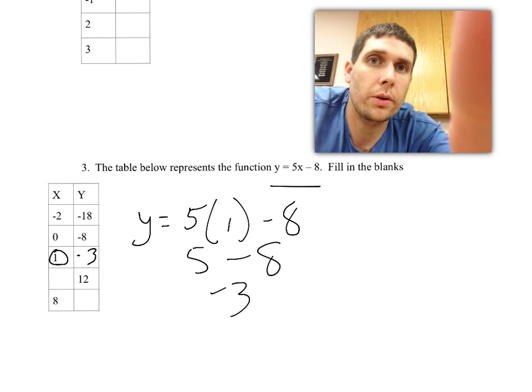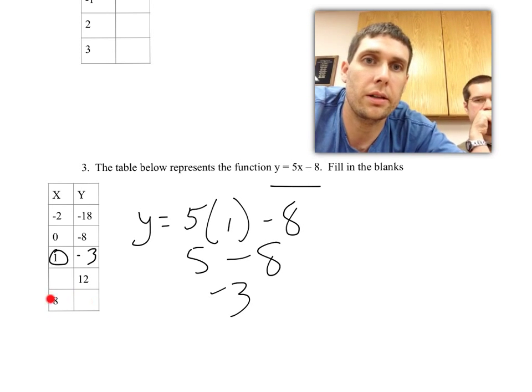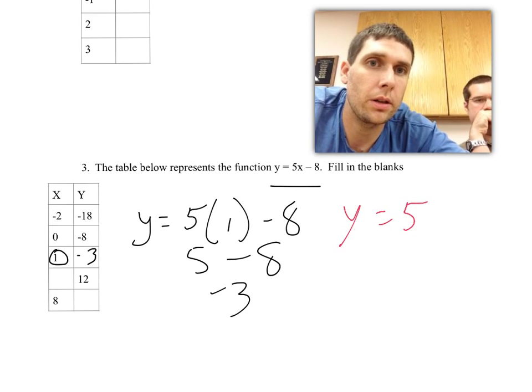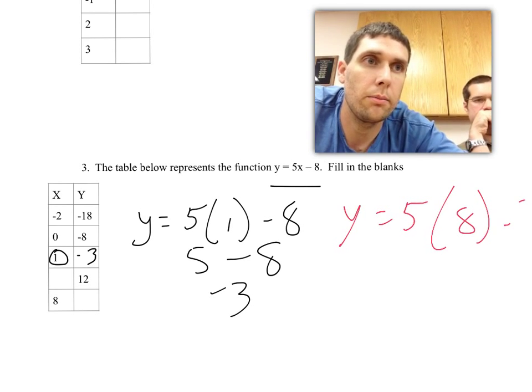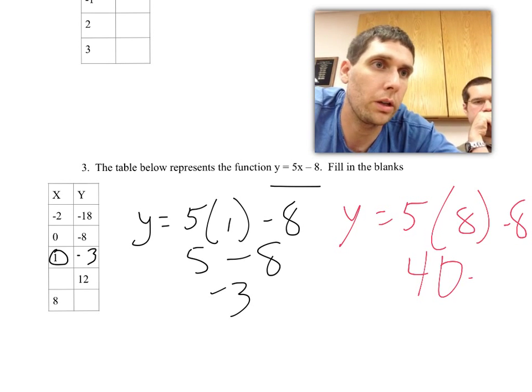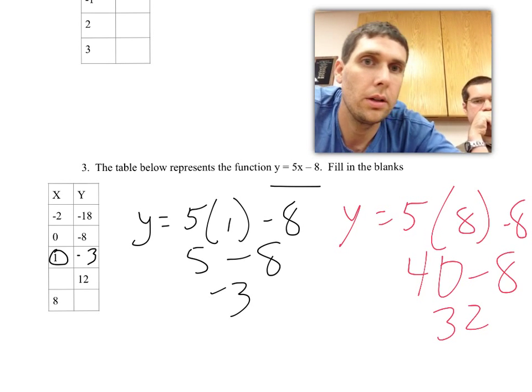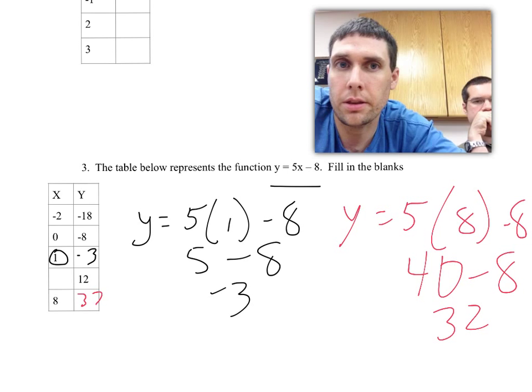And now I'm going to show you how to do this bottom one first, and then we'll skip back to do the other one. So once again, y equals 5 times, we know 8 is x, minus 8, we know 40 minus 8 is 32, so this block down here gets a 32.